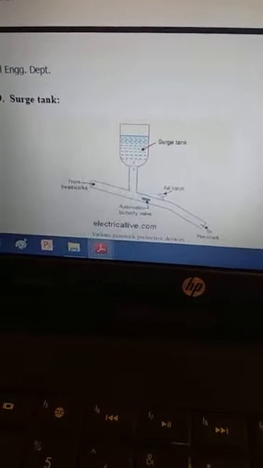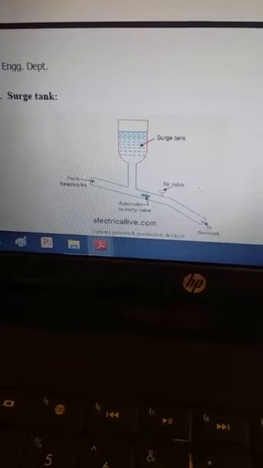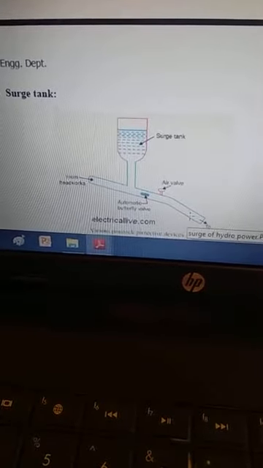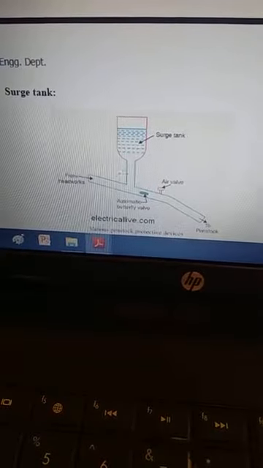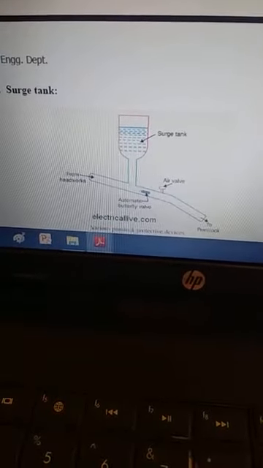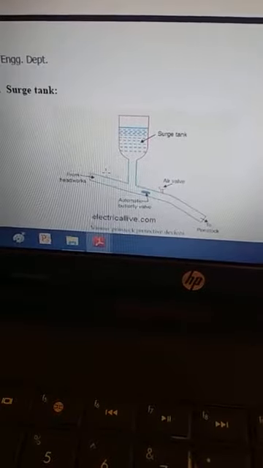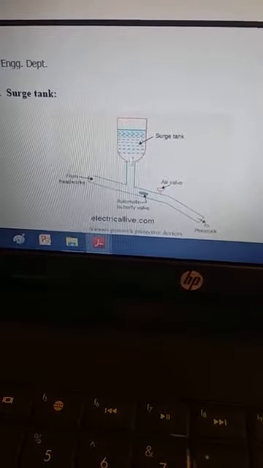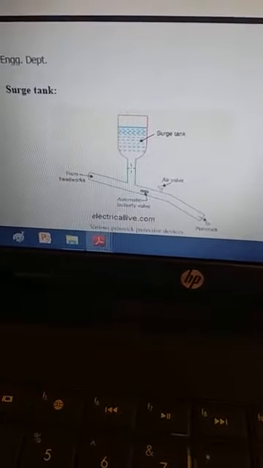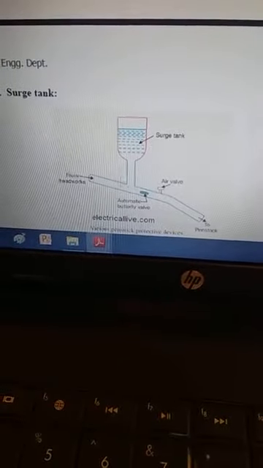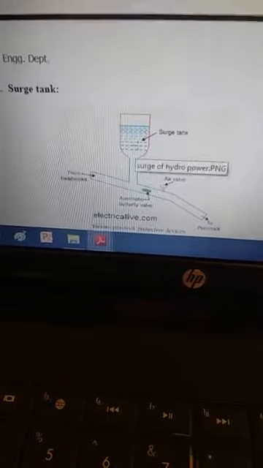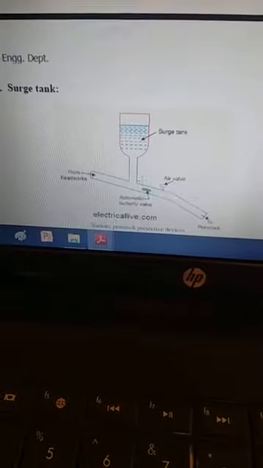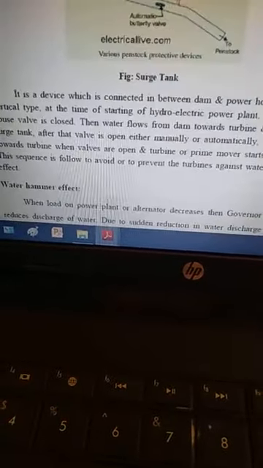It maintains the flow of water during variation in the load of the generator. Sometimes you need a high flow, a much quantity of water, and sometimes you need less quantity of water, that means less discharge. On these occasions the surge tank is used. It stores the excessive flow of water, so it also maintains the flow of water. So this is the function of a surge tank.